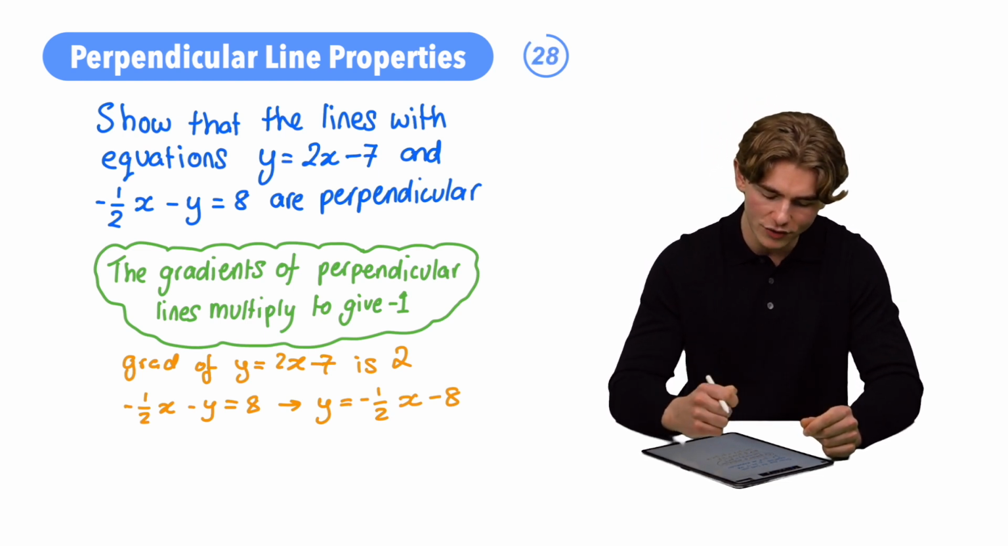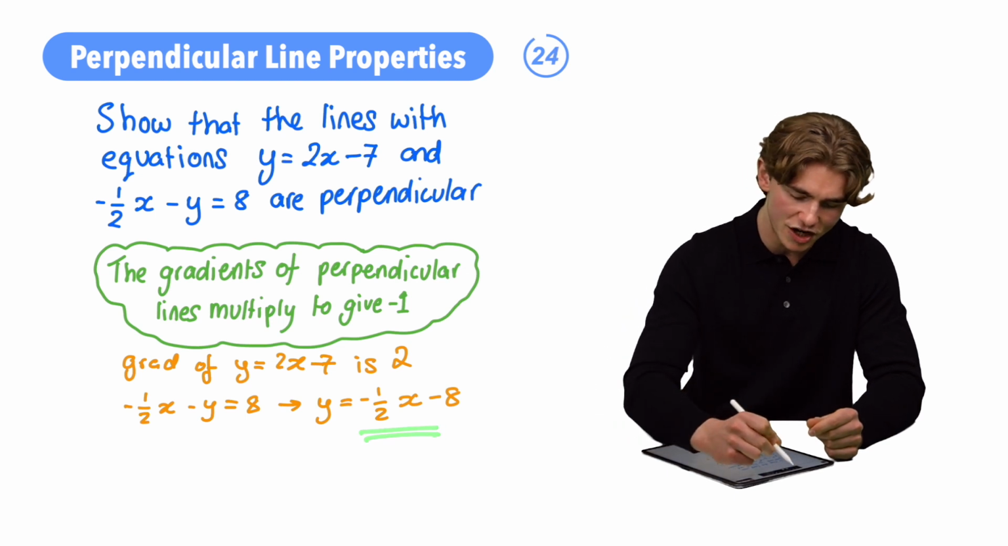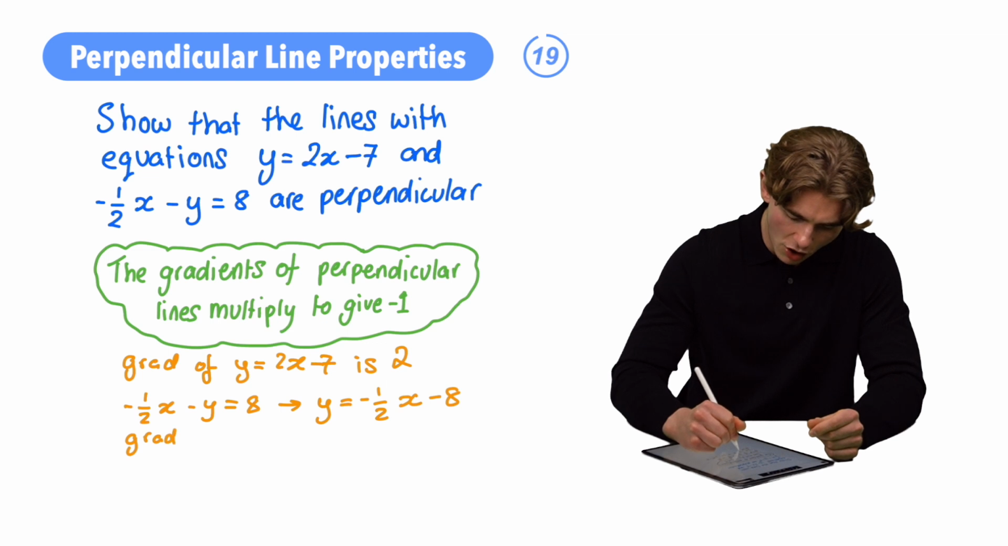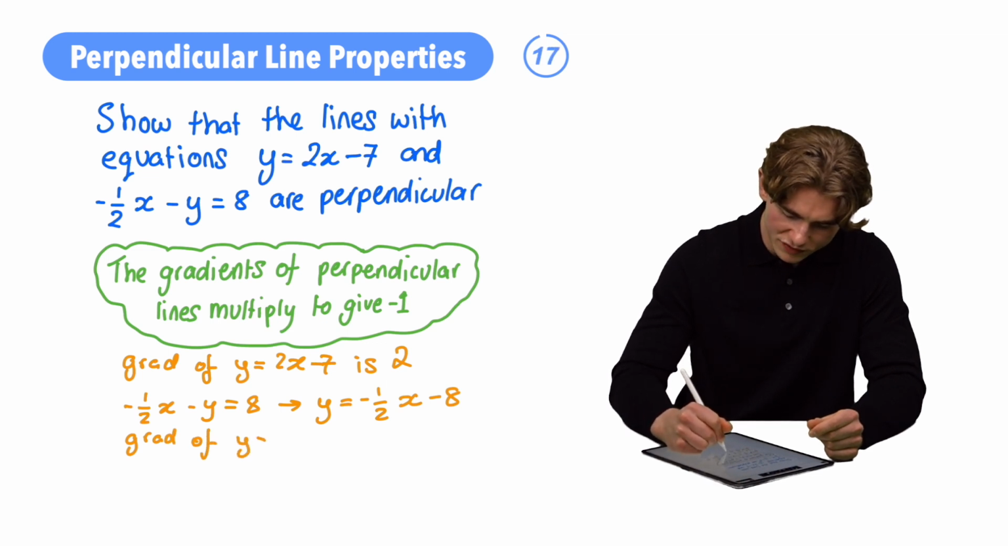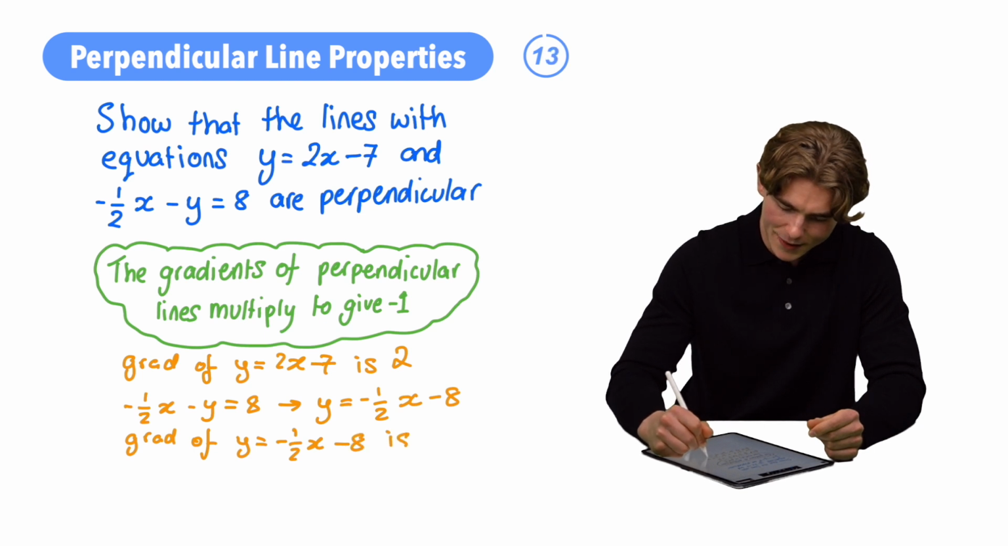Now, guys, how are we going to show that these two are perpendicular? Well, we need the gradient of this line. The gradient of this line is going to be minus a half. So we can say that the gradient of y equals minus a half x minus 8 is minus a half.